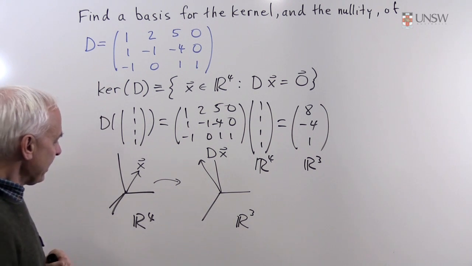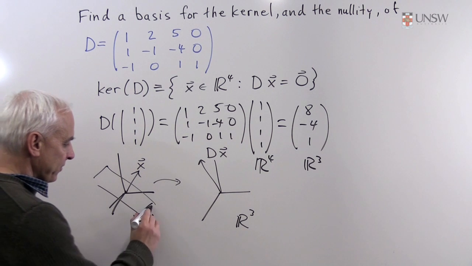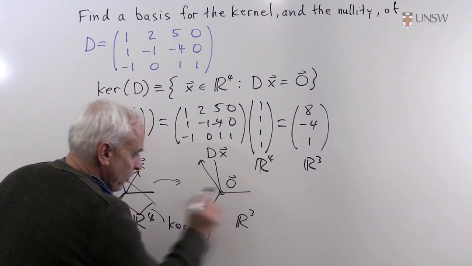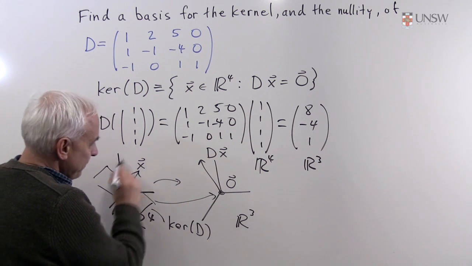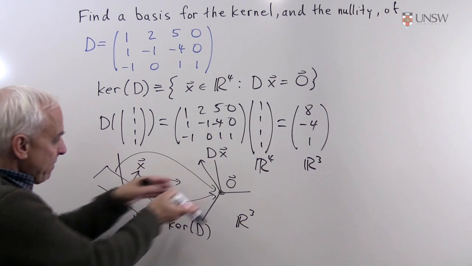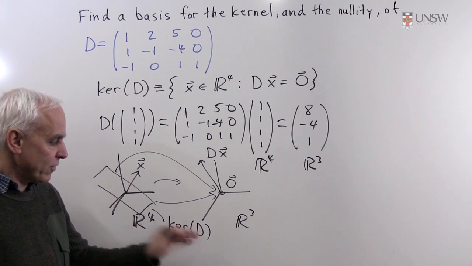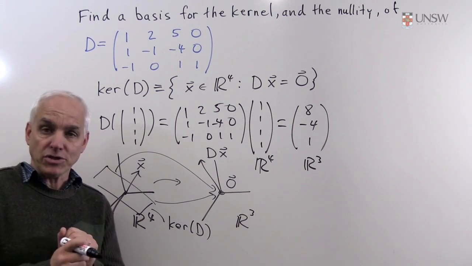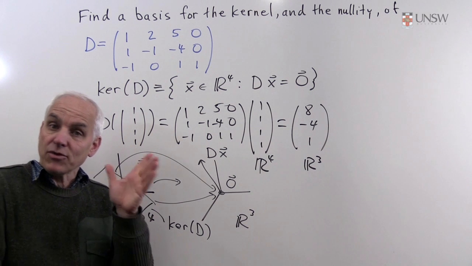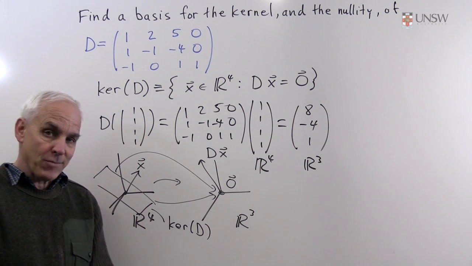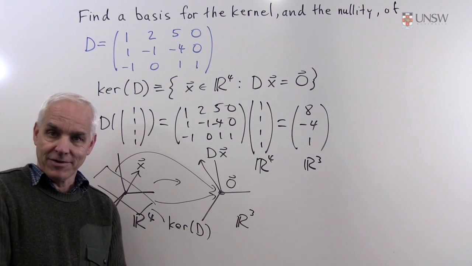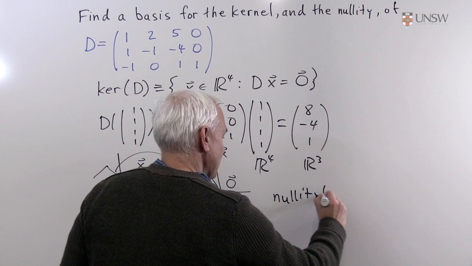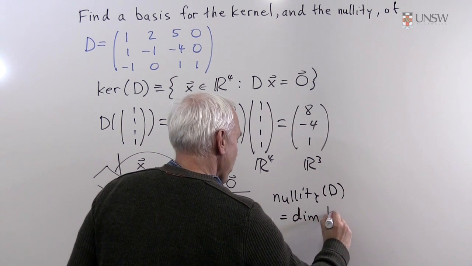And the kernel now consists of all those vectors over here that have the property that when you do this transformation, you end up just with a zero vector over here. So this is some subspace of the four-dimensional space that gets mapped to zero. That's the kernel of the matrix. And this is a subspace, so it could be perhaps the zero vector in principle, or it could be a line through the origin. It could be a plane like I've drawn here. It could also be a three-dimensional kind of slab in this four-dimensional space, or it could be all of the four-dimensional space. Those are the various possibilities. And the dimension of this space is the nullity. So the nullity of D is the dimension of the kernel of D.